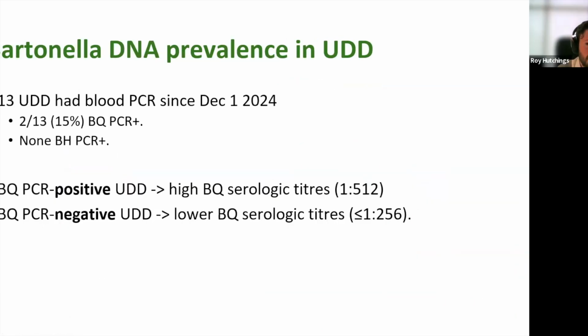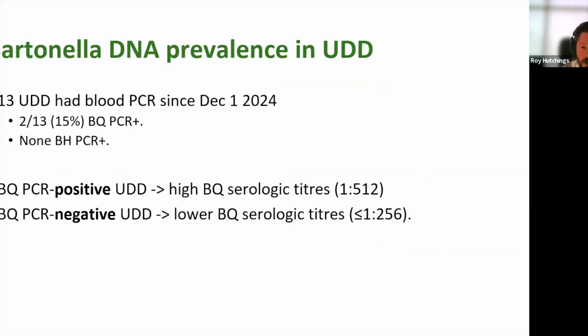Next, we can look at the DNA testing of the unhoused deceased donors. There were 13 that had testing after that began in December of 2024. Two of them were positive, leading to 15% positive for Bartonella quintana. And recall that PCR is only about 50% sensitive, at least in immunocompetent patients. None of them were Bartonella henselae positive.